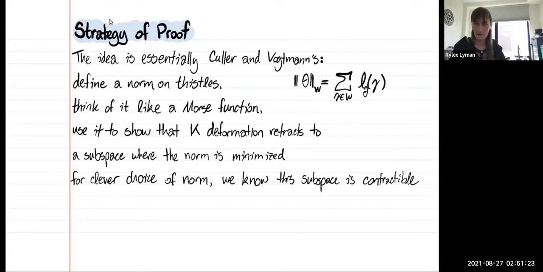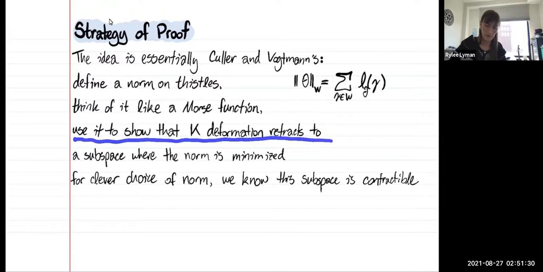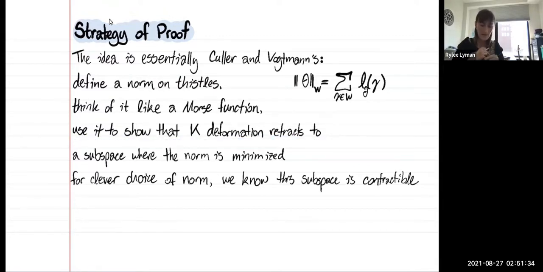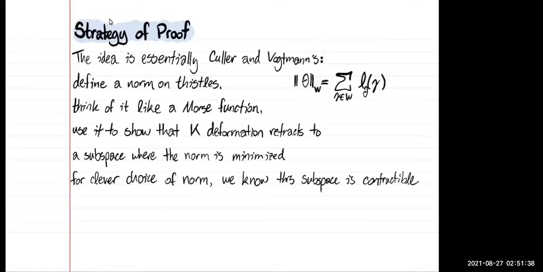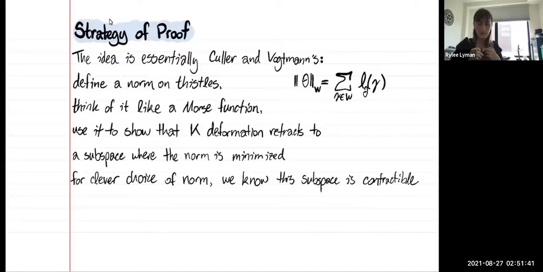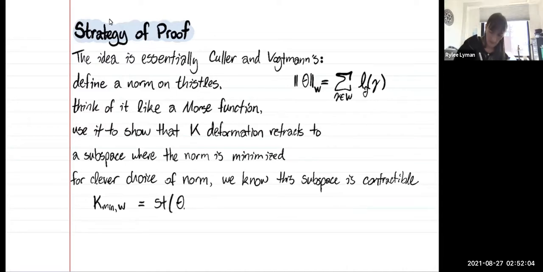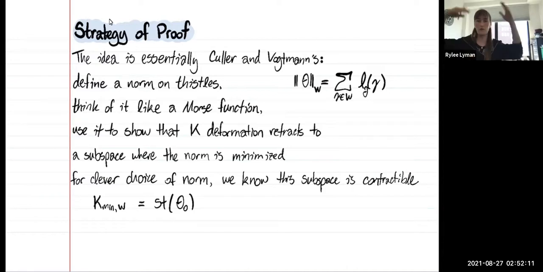And I want to think of it like a Morse function on my complex. Using the properties of the norm, I want to show that the complex K deformation retracts to a subspace where the norm is minimized. And then for a clever choice of norm, this should be something very small that we understand. So the goal here would be that the minimum subspace, for a clever choice of W, should be maybe just the star of a specific thistle. Since it's a star, you know that it's contractible. Therefore the whole complex is contractible because it deformation retracts onto this contractible subspace.